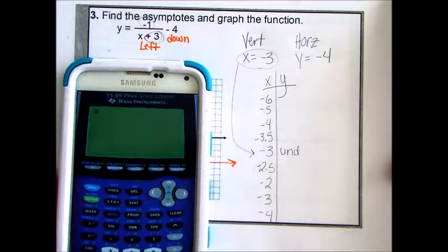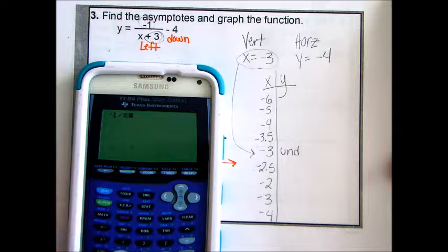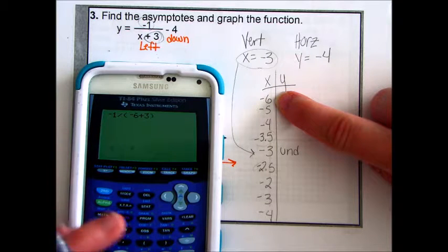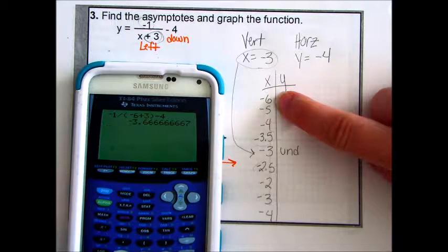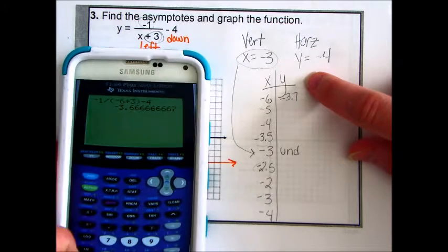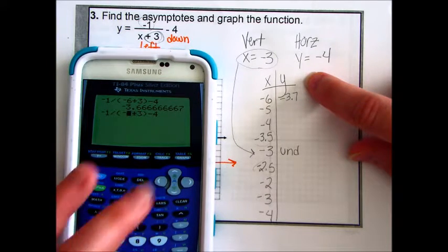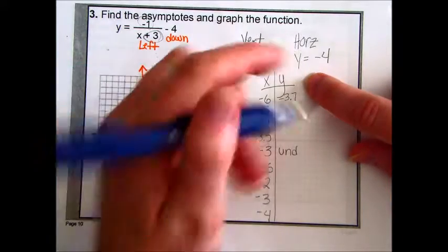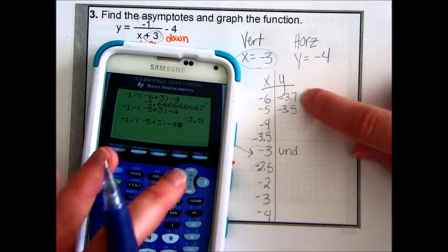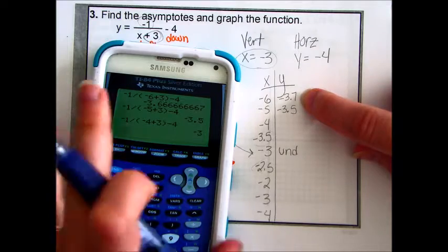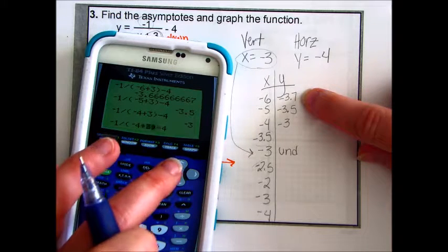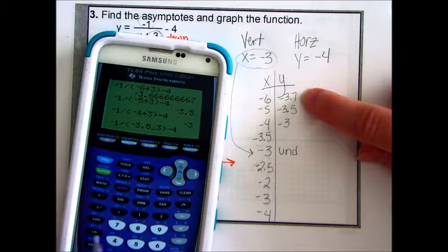All right, time to plug things in. So we're going to start with a negative 1, divide by parentheses. I'm going to plug in negative 6. Negative 6 plus 3, and then close your parentheses, minus 4. That's negative 3.7 when we round. Okay, let's plug in negative 5. When I plug in negative 5, that gives me negative 3.5. Not a huge difference there. When I plug in negative 4, I get negative 3. When I plug in negative 3.5, I get negative 2.